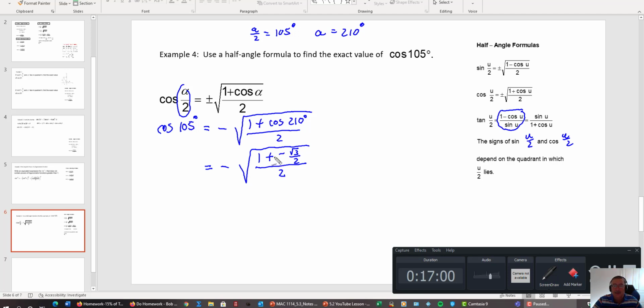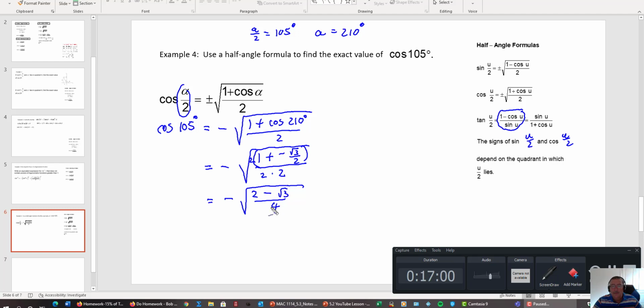Now how I teach my students to clear the fractions here is to multiply by the LCD of both top and bottom to clear complex fractions. So I'm just going to multiply top and bottom by 2 there. So that's going to give us minus the square root of 2 minus the square root of 3 over 4. So I distributed the 2 in the top. 2 times 1 is 2. 2 times this fraction, the 2's will cancel out, leaving you with minus square root of 3 over 4.